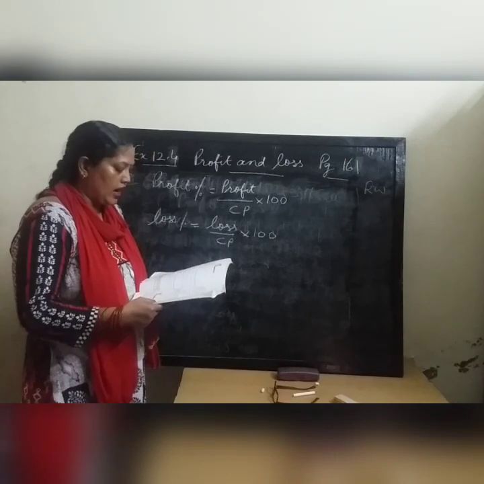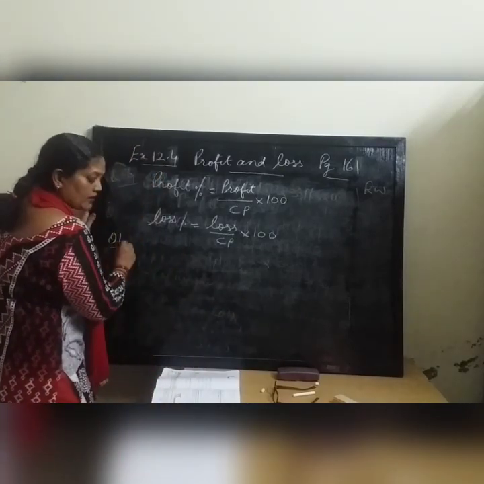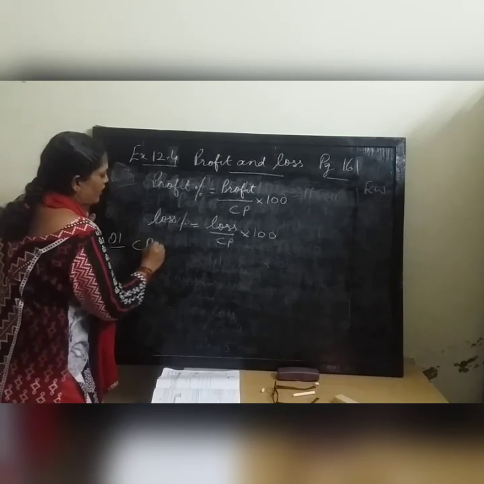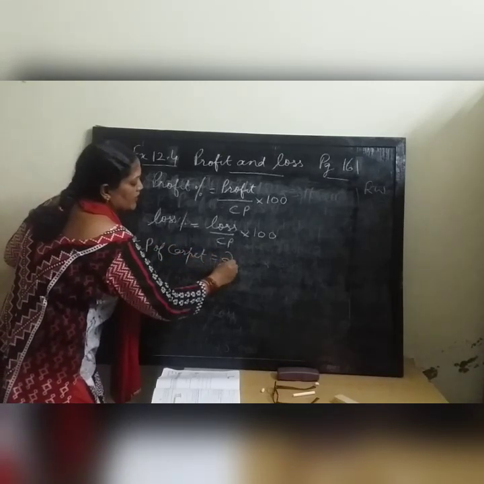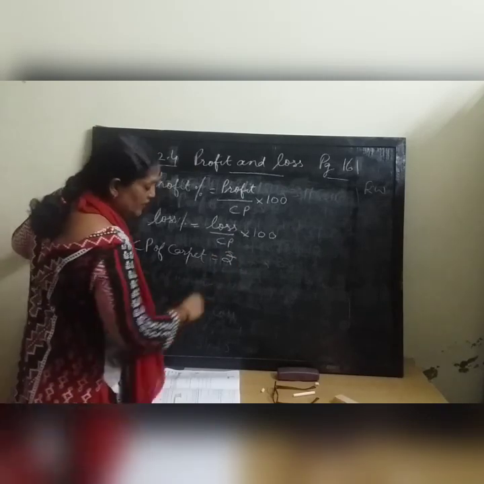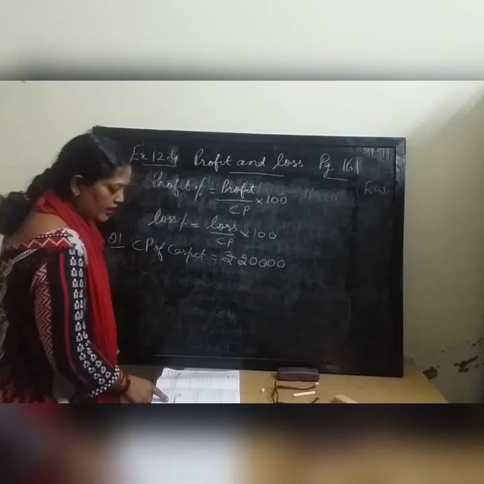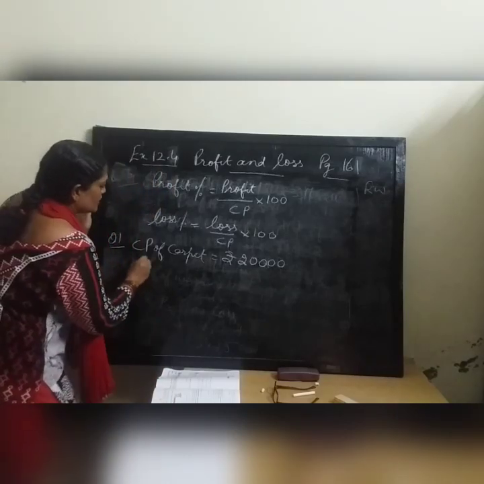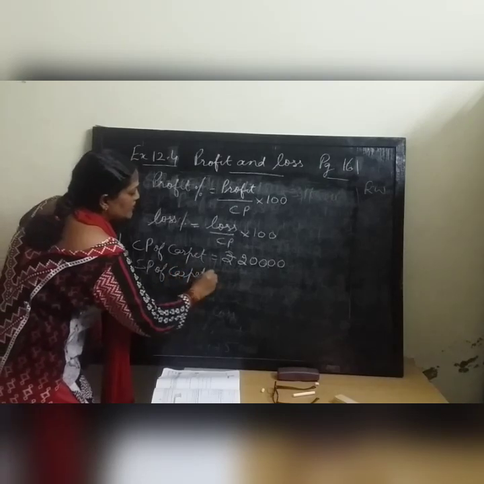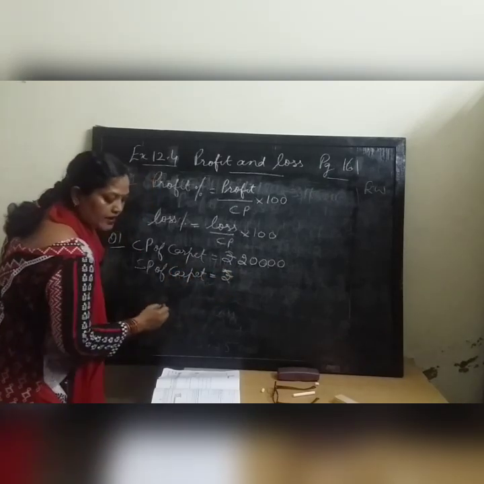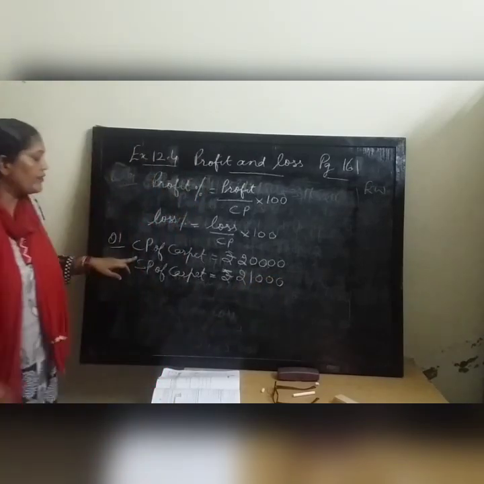Bishu bought a carpet for rupees. Question number 1. Bought means cost price of carpet. What is the cost price of carpet? Rupees 20,000. Got it? Then he is saying he sold it for. Sold means selling price of carpet. What is the selling price of carpet? Rupees 21,000.